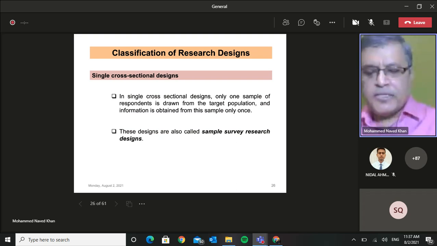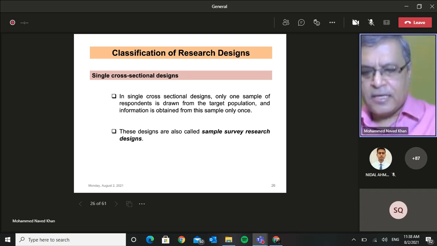So in single cross-sectional designs, what is happening is that only one sample of respondents is drawn from the target population, and we generate the data from that sample and we move forward. These designs are also referred to as sample survey research designs because of this. So when we are saying that we draw a sample, this means that we will be drawing a fresh sample.